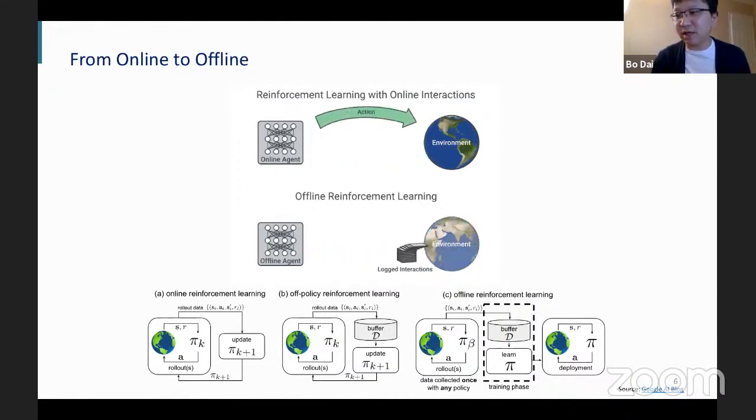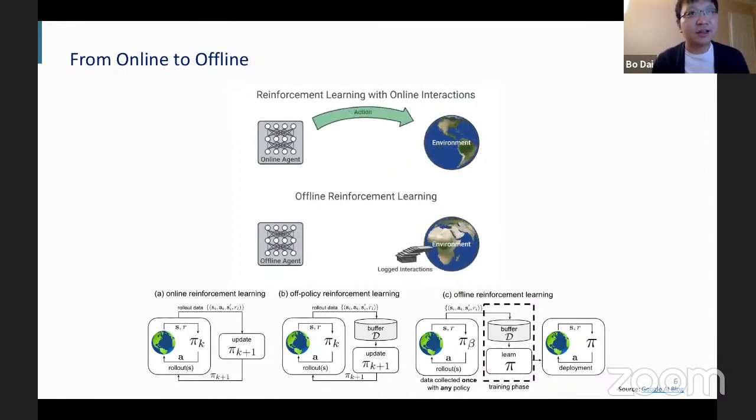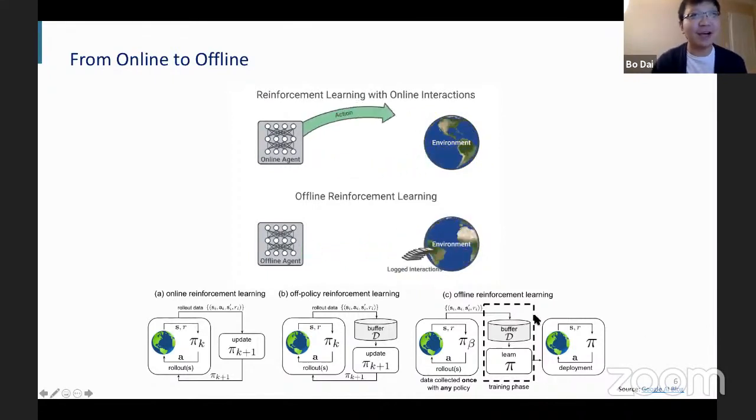Another example is a chatbot. What you observe is a bunch of dialogue interactions, and you don't know who is interacting with whom. You don't know which one is the agent. It could be both humans. Okay, so I think we are clear about this setting.